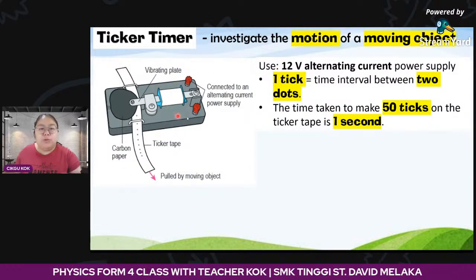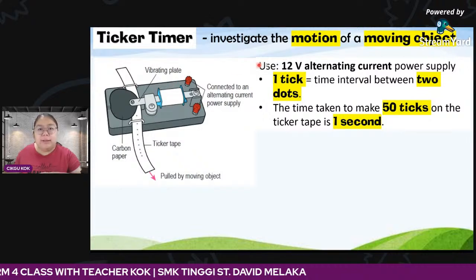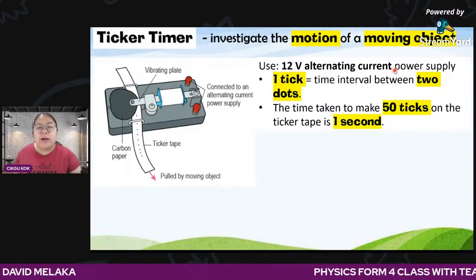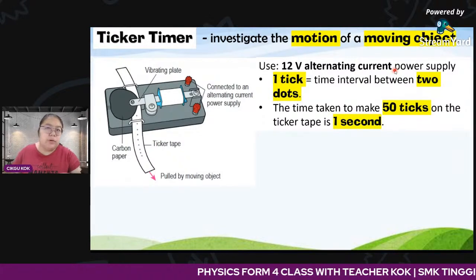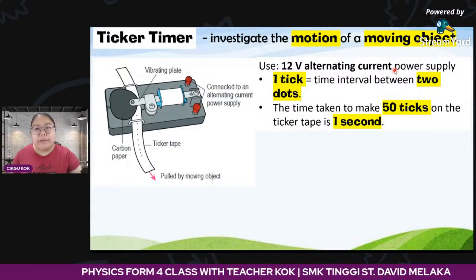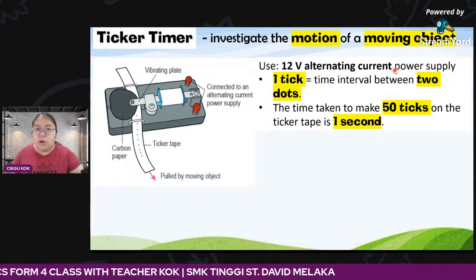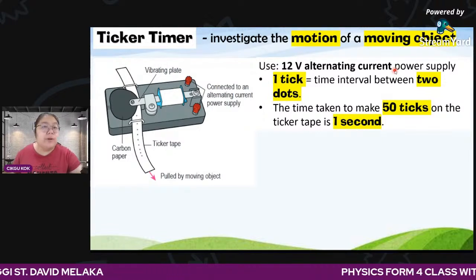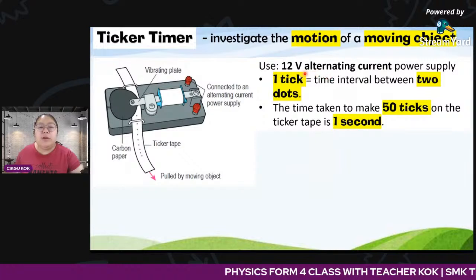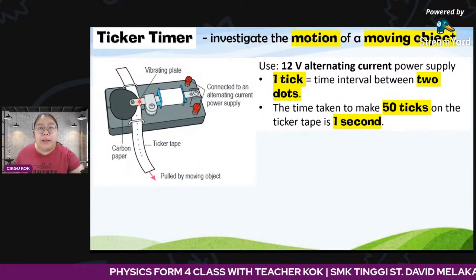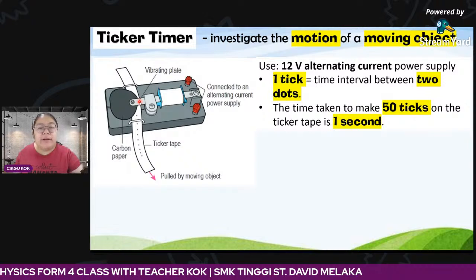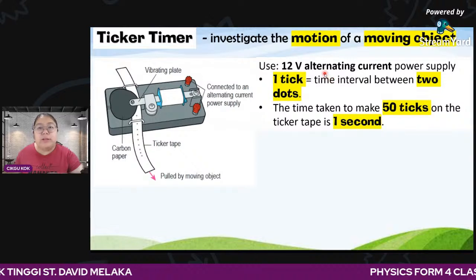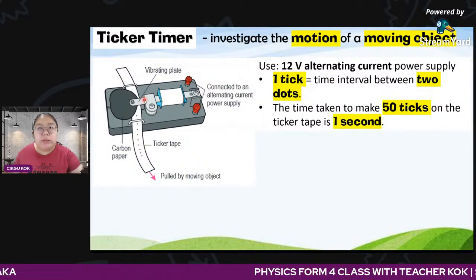Now we need to understand the characteristics of this ticker timer. It uses 12 volt alternating current. Alternating current means the current goes positive to negative, negative to positive. That means when you join the wire, you can join it reversed or correct, it never cares about the positive and negative terminals, because it's using alternating current. Alternating current also makes the plate continue to vibrate. If you use direct current, it cannot vibrate, it just moves one time only. So this is why we choose alternating current: to let the vibrating plate continue to vibrate.